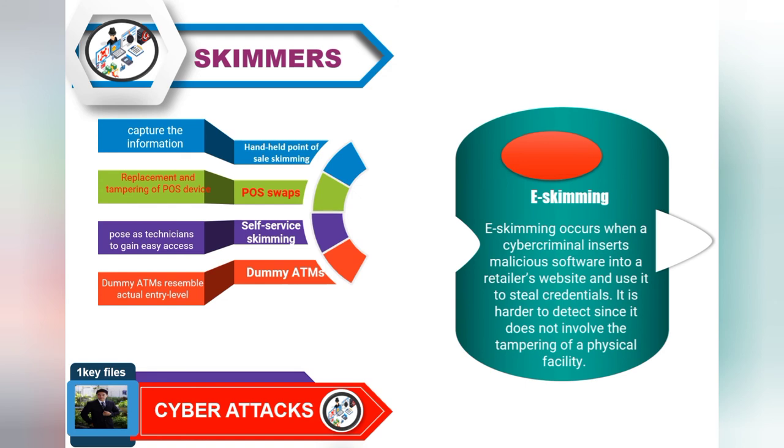So what is e-skimming? E-skimming occurs when a cyber criminal inserts malicious software into a retailer's website and uses it to steal credentials. It is harder to detect since it does not involve tampering with a physical facility. There is even software that syndicates are using to get 1 peso per each account. How many billions of us are there in the Philippines who use online transactions? So we have to be careful in paying for online transactions.